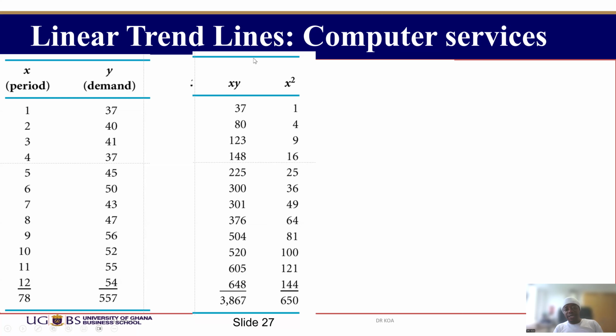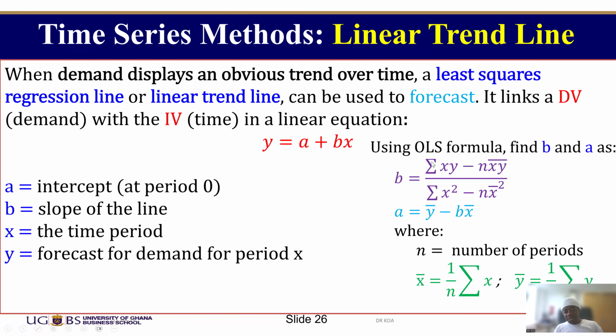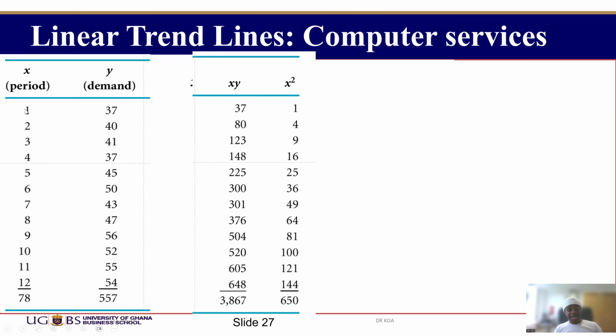In a linear trend line, all you do is to find the xy and the x squared. Why? Well, look at the formula. The formula requires that we know the x, we know the y, find the xy, which is multiplication of the x and the y, and then find the x squared. That's all. And you substitute to get the b. Okay, so to find the xy, just take x here, multiply by the y. That gives you the first one to be 37.